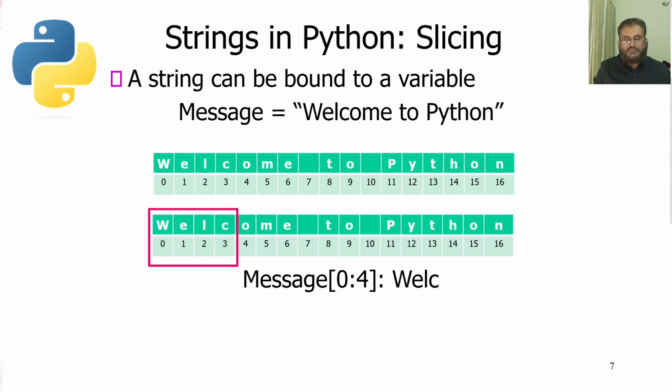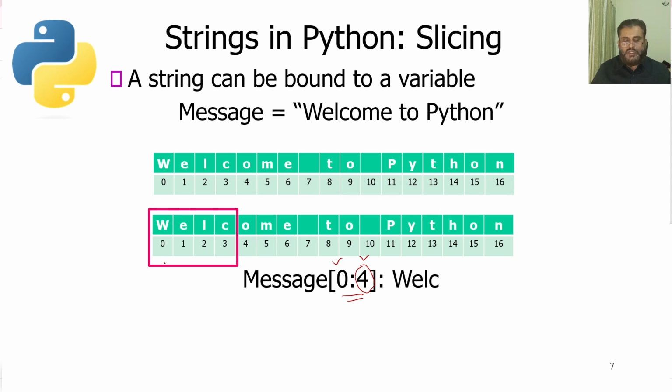For example, if I gave 0:4 in the square brackets for the variable message, which is storing the string, it will provide me the element stored at 1 less than the rightmost element in this square bracket. So this is the start index and this is the end index, but the output will not include the upper bound, or the number given here. It will remain 1 less than that.